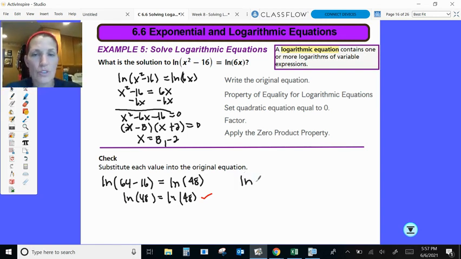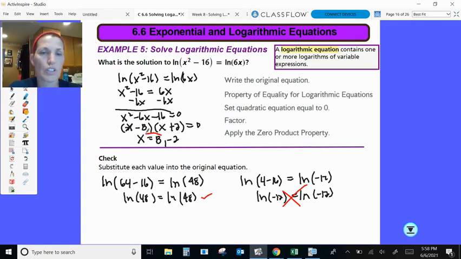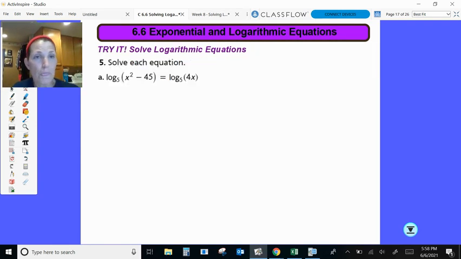The other one is going to be natural log of negative 2 squared, so that's going to be 4. So 4 minus 16 equals natural log of 6 times negative 2, which is negative 12. We have natural log of negative 12 equals natural log of negative 12. We really don't even have to go that far, because we already know a natural log of a negative number is not going to happen. So our only solution in this case is x equals 8. So watch out for extraneous solutions.